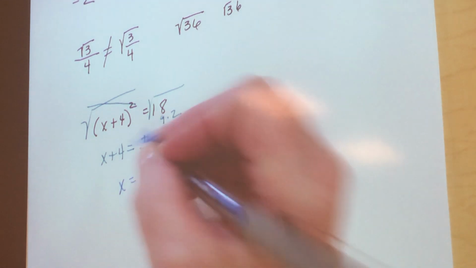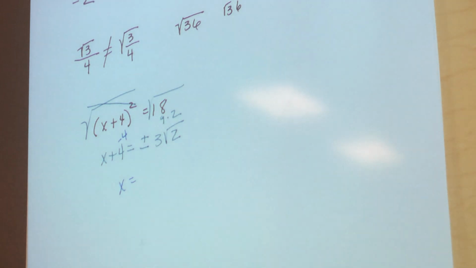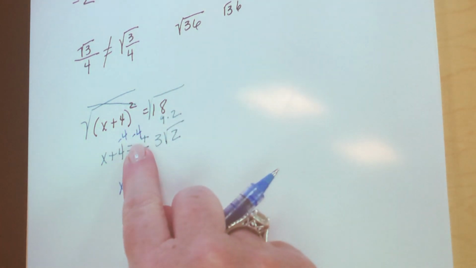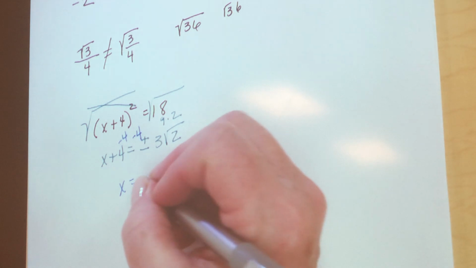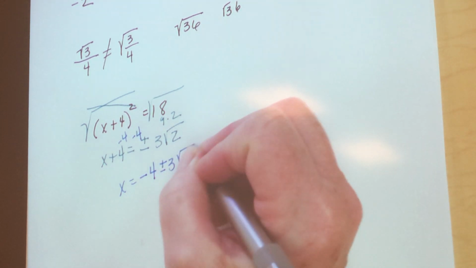No. I need to subtract this 4. Now, where does that 4 go? I made a big deal and told you where to put the 4. It goes in the front. Okay? And it ends up being negative 4 plus or minus 3 square root of 2.